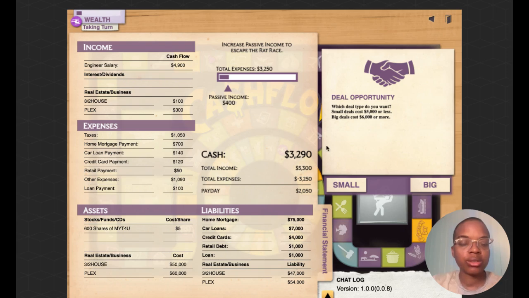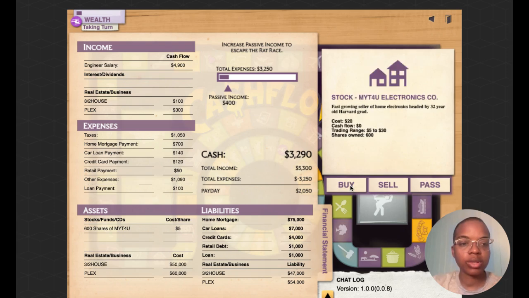What type of deal? So you see I got payday. Do the small deal right here. Okay, so Mighty for You Electronics, fast growing seller. The value of the stock is now at 20 bucks. Remember, I bought this for $5 a share. It's at 4 times the amount, $20 per share. So I put in, I think, 3,000.